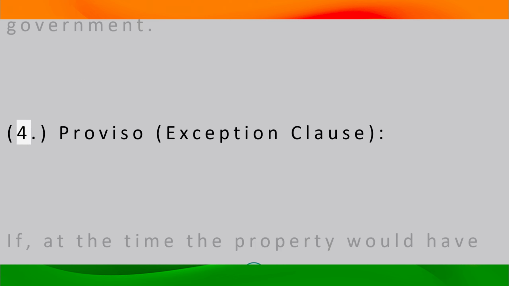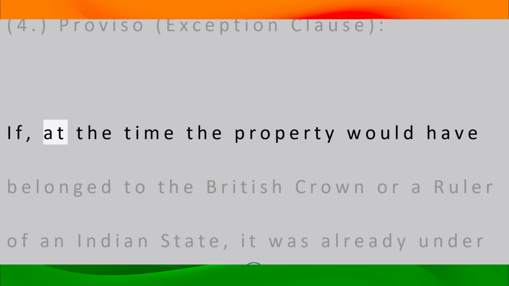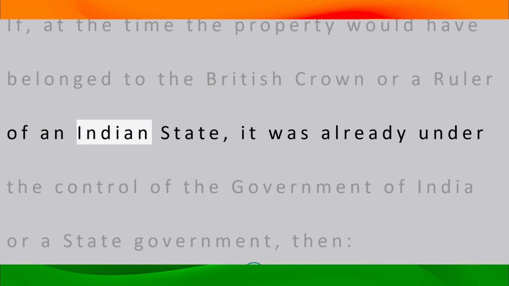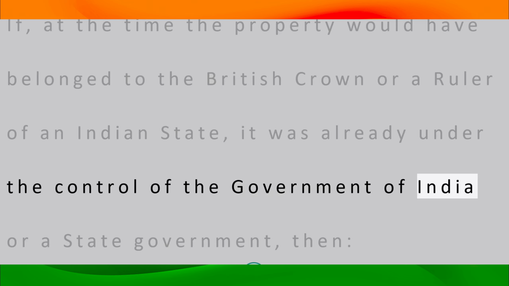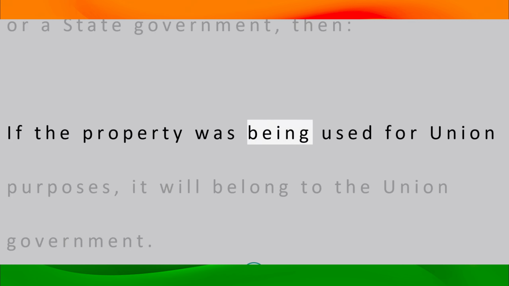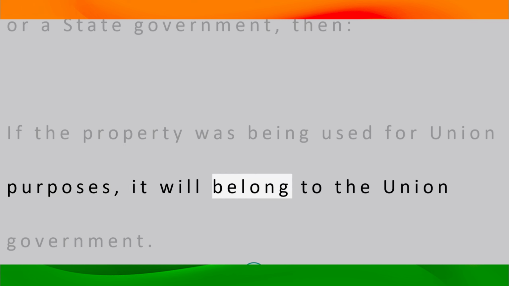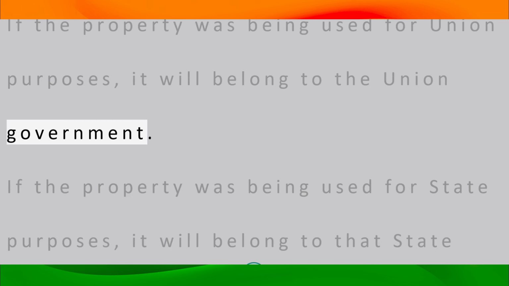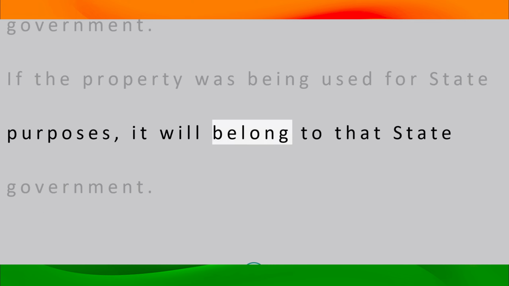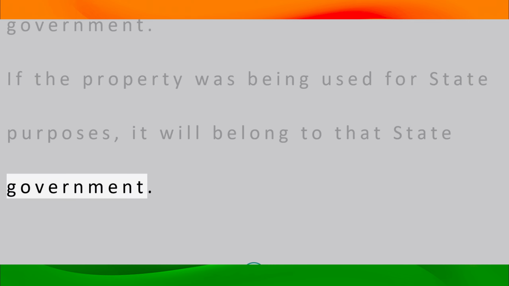4. Proviso, exception clause. If, at the time the property would have belonged to the British Crown or a ruler of an Indian state, it was already under the control of the Government of India or a state government, then, if the property was being used for union purposes, it will belong to the union government. If the property was being used for state purposes, it will belong to that state government.